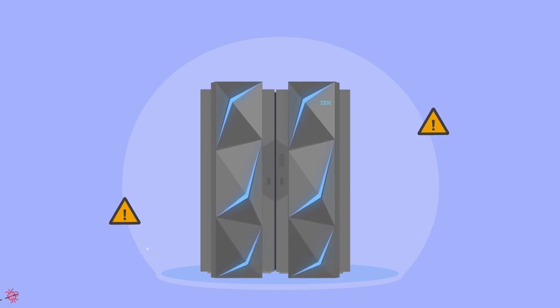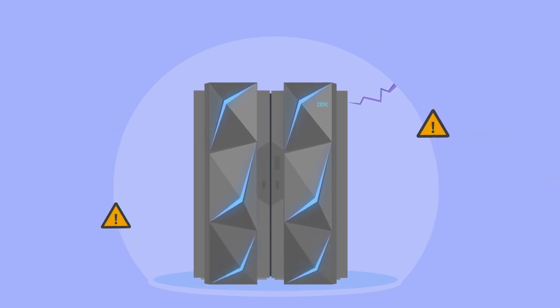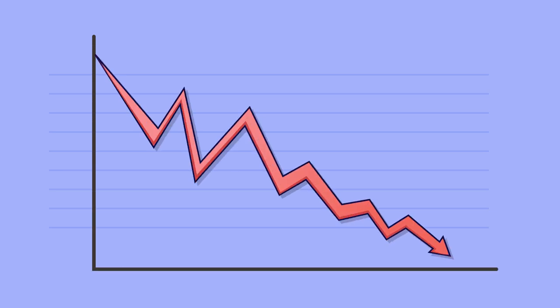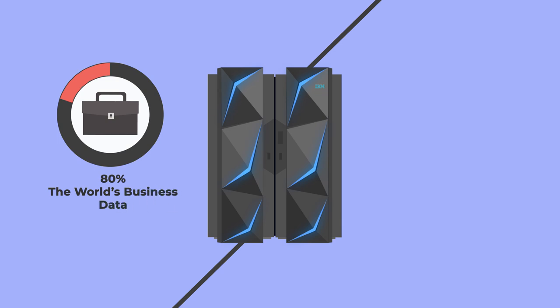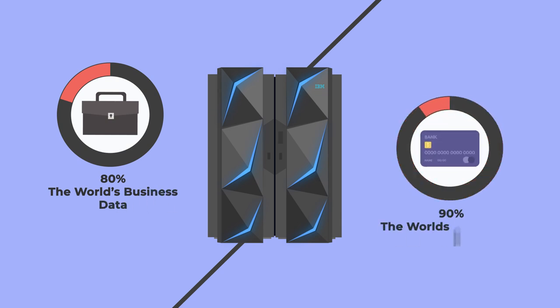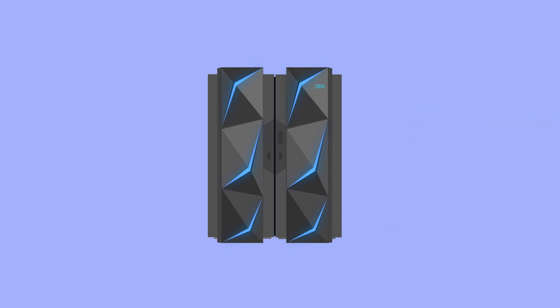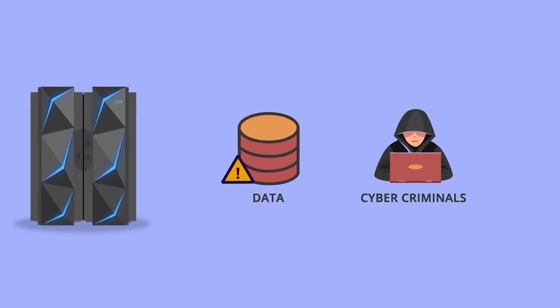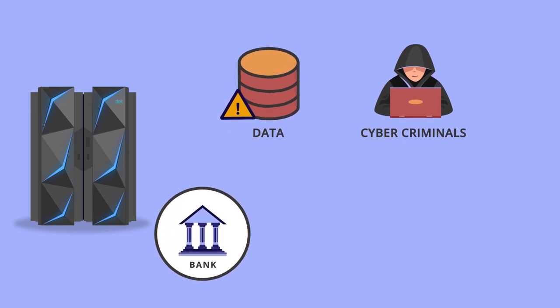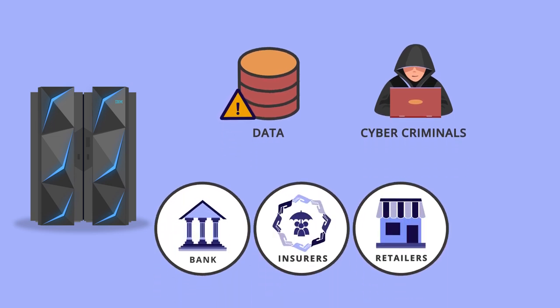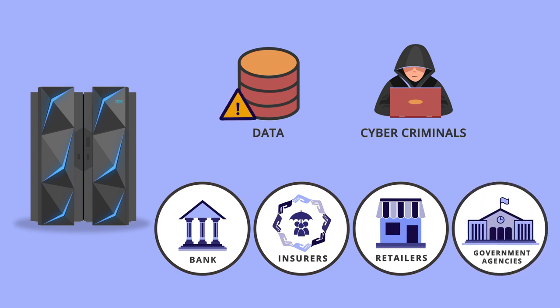A single security breach on your mainframe could determine the fate of your career and quite possibly the business reputation of your entire organization. Mainframes hold 80% of the world's business data and handle 90% of the world's credit card transactions. Your mainframe holds the data cyber criminals want, and everyday internal negligence and external actors put the data of the core systems of the world's largest banks, insurers, retailers, and government agencies at risk.